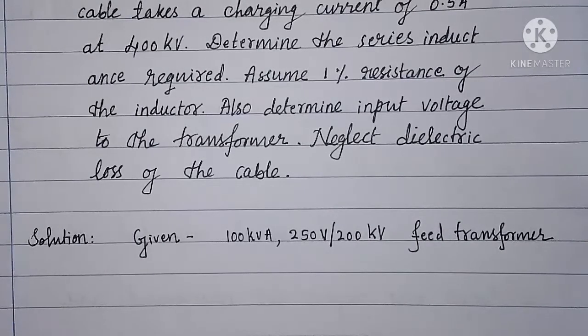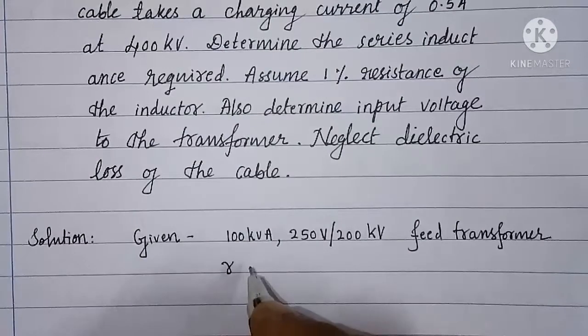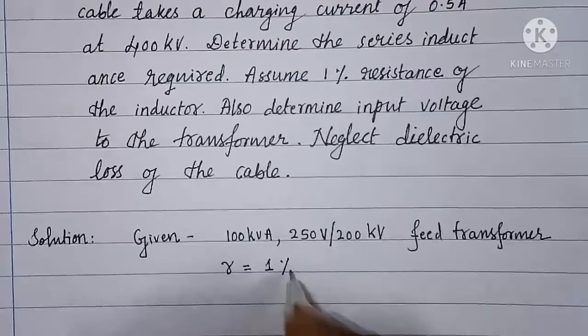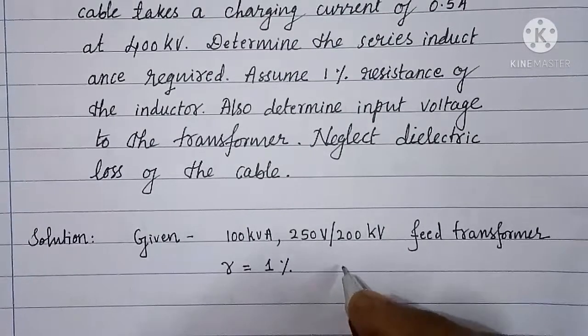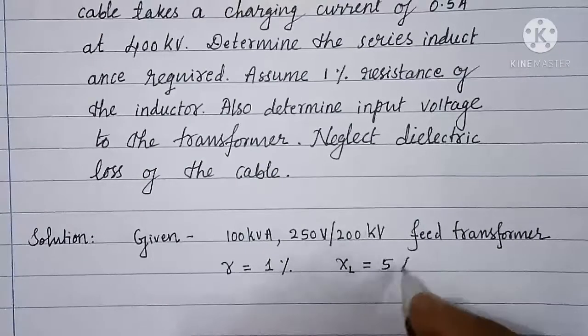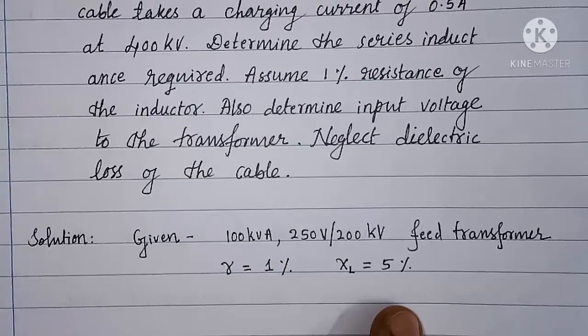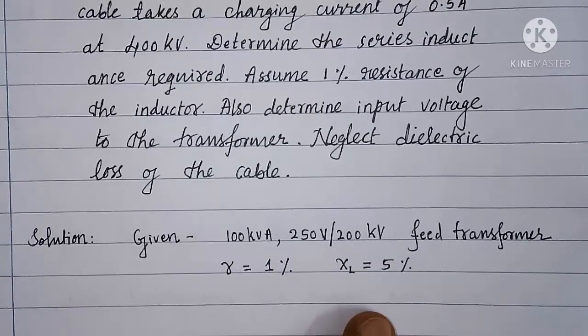Resistance and reactance of this feed transformer are given in percentage. R is given as 1% and reactance XL is given as 5%. We have to convert these into actual values. For that, we need the base impedance.